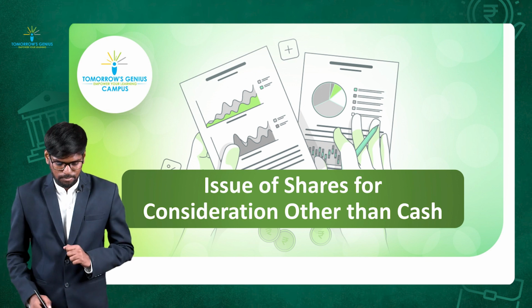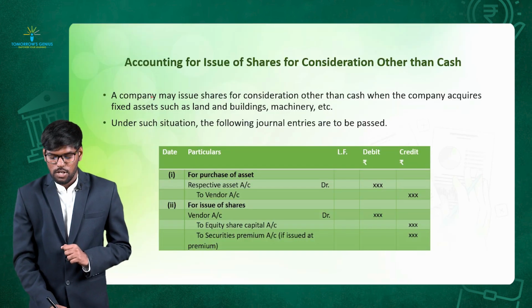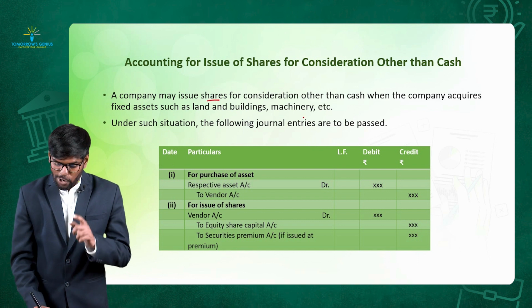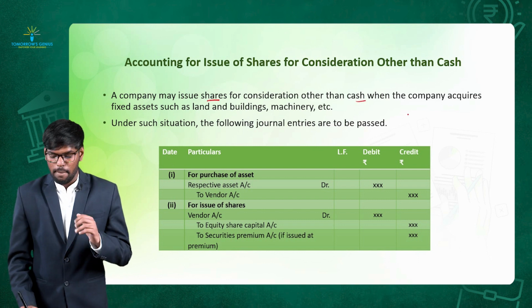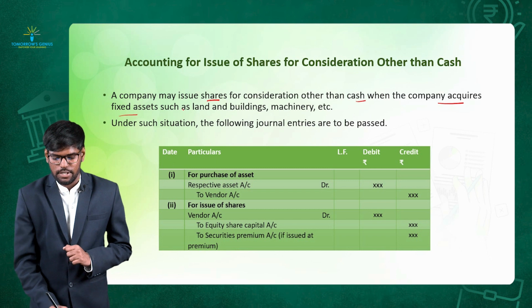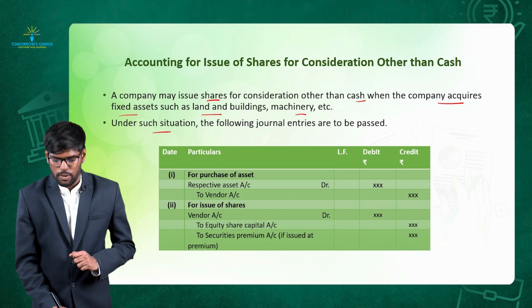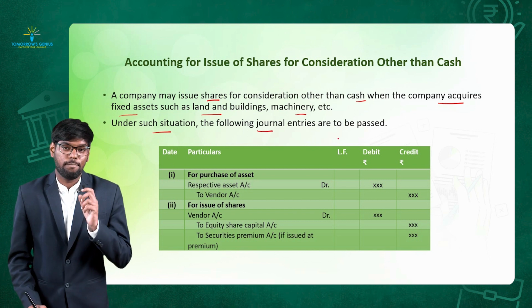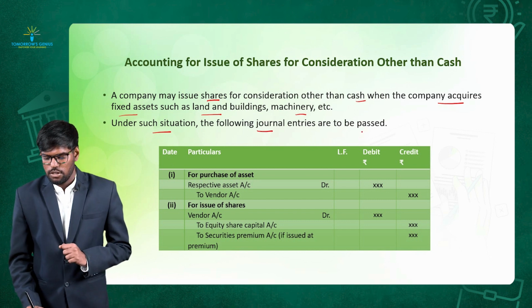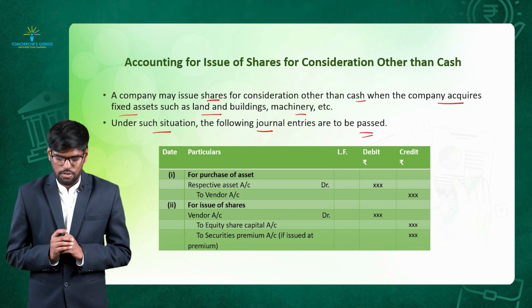So let's begin. See here, a company may issue shares for consideration other than cash when the company acquires fixed assets such as land and building, machinery, etc. Under such a situation, the company may pass the following journal entries for recording of this transaction.